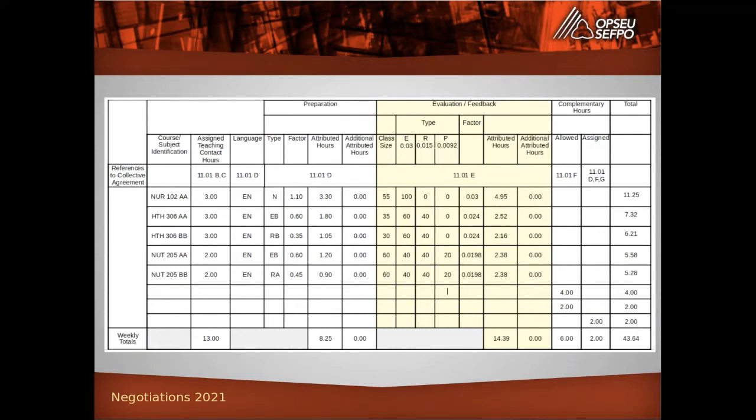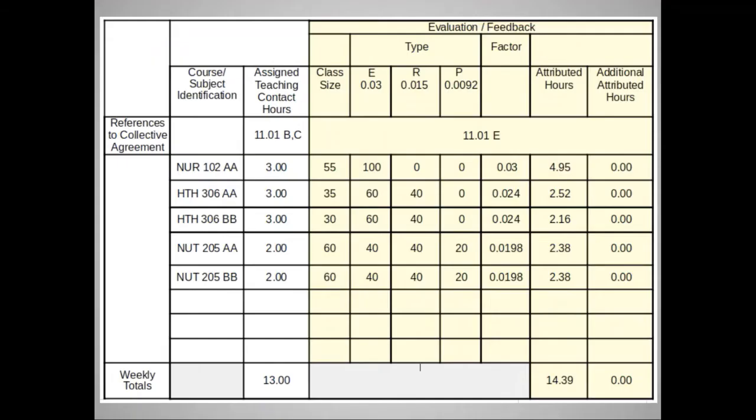It's the grid that includes, on the left-hand side of this grid, teaching contact hours, and then a section on preparation, which was discussed in the previous video, number 2. In this video, we're going to be looking at the yellow section for evaluation feedback. And in the next video, we'll be looking at the section to the right of the yellow on complementary hours. So looking at evaluation feedback, I'm going to blow this up a little bit.